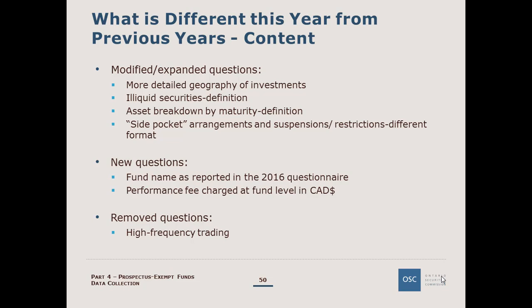The first one is we ask for the fund name as reported in the 2016 questionnaire. Of course, this question would only apply to funds which were operational and were reported in the 2016 risk assessment questionnaire. And also we ask about the performance fee charged at fund level in Canadian dollars. Keep in mind, we also ask for the performance fee in percentages, so this is asking for the performance fee in dollars. And we also have removed one question on high frequency trading due to low response rate.